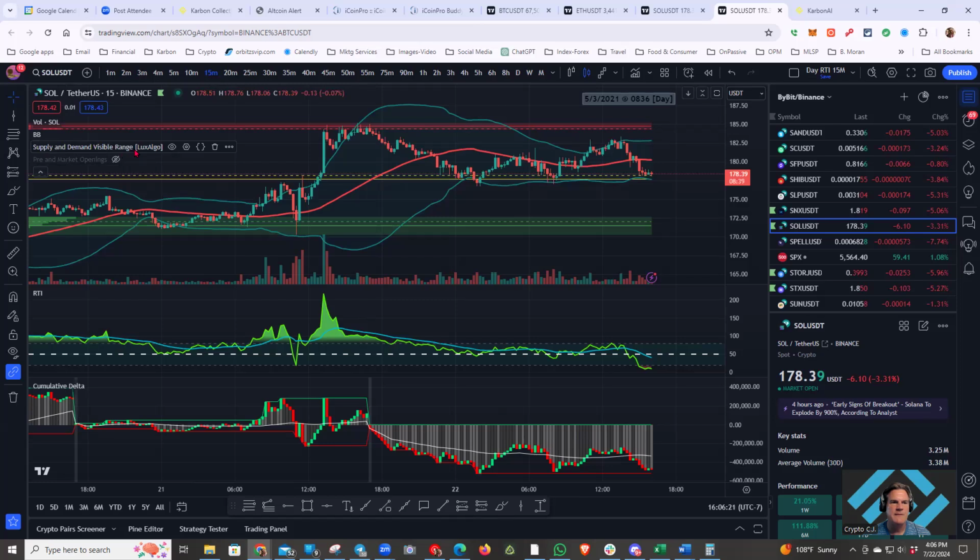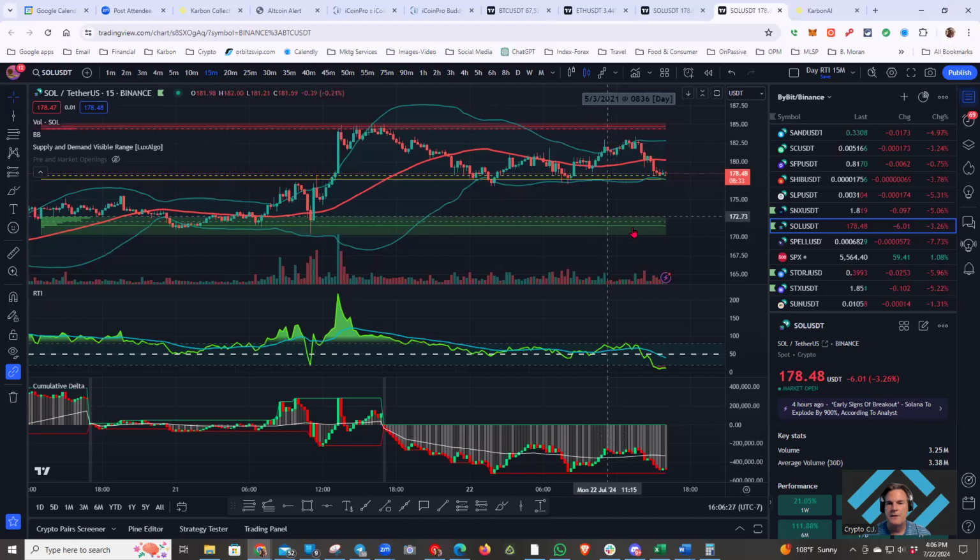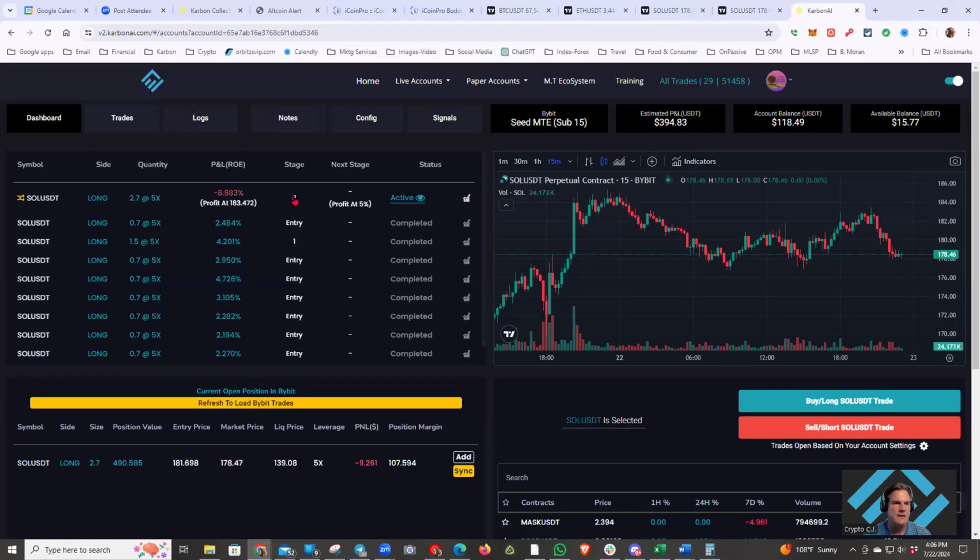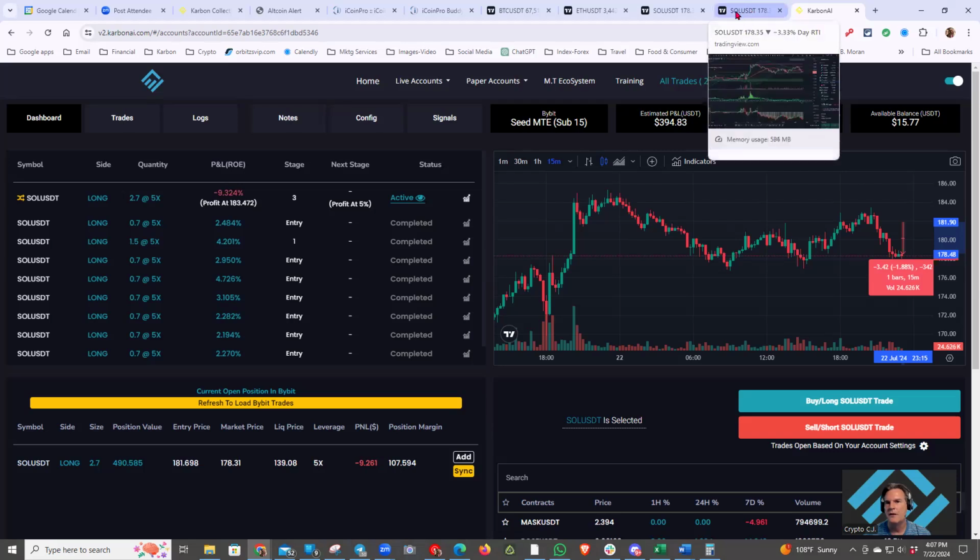I'm using the supply and demand visible range indicator that shows support and resistance on this time frame, and the support is down here at 172. We're currently at 178. As you can see, I'm on stage 3 on my most recent Solana trade, and I'm in at this 181, just almost 70. So to get in now when it's only gone down a couple percent isn't really what I want to do, because I started this at 153. I'd rather have it come down quite a bit more before I get in.